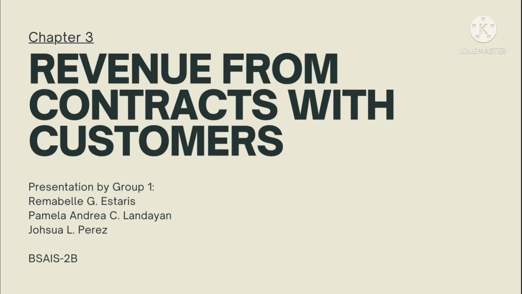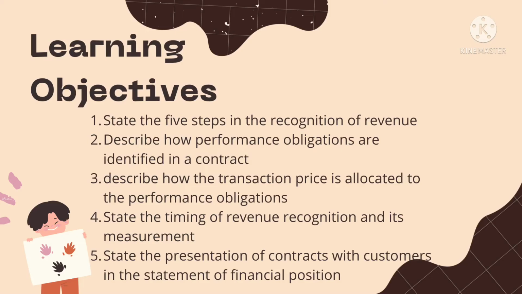We are going to present Chapter 3, Revenue from Contracts with Customers. Its learning objectives are: first, state the 5 steps in the recognition of revenue. Second, describe how performance obligations are identified in a contract.